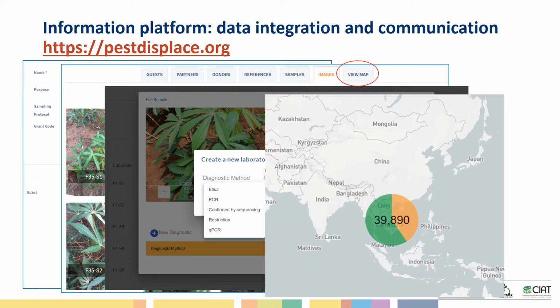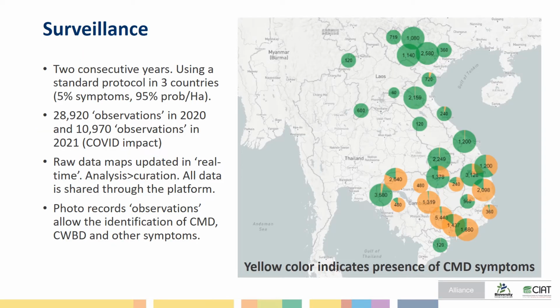So far, we have collected almost 40,000 images using a standard protocol. In 2020, we managed to collect 28,920 images, but due to COVID travel restrictions in 2021, we were able to collect only 10,970 observations. The data is available to all the participants, who also collaborate in the analysis and curation of the data.